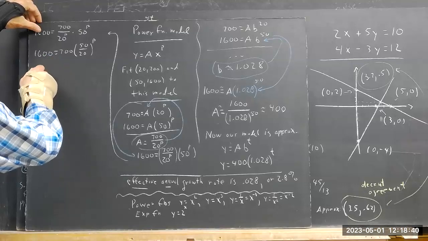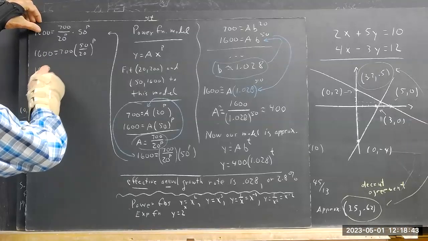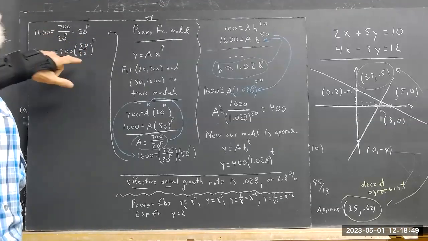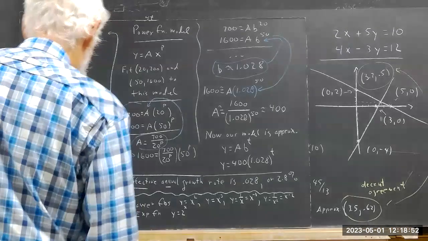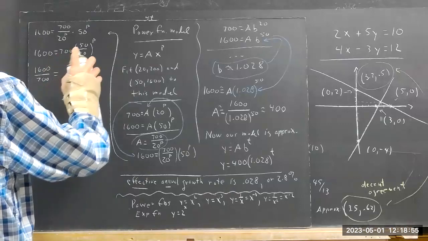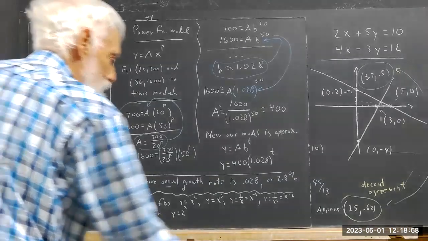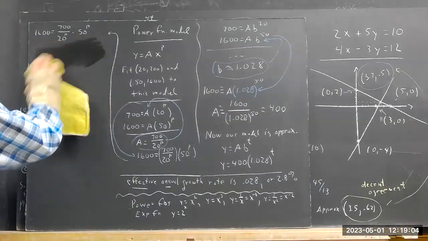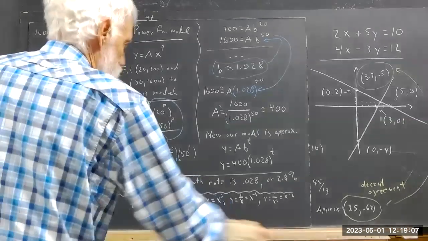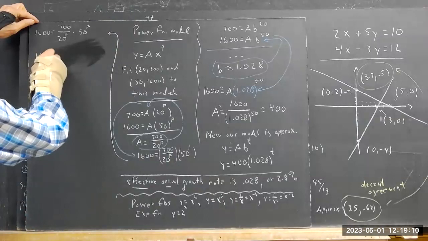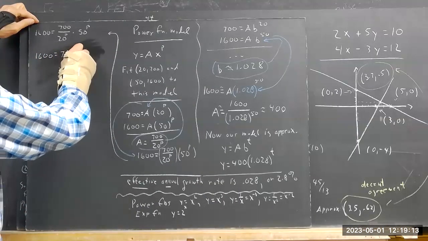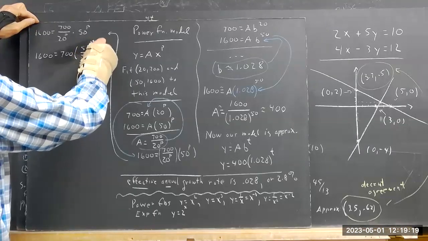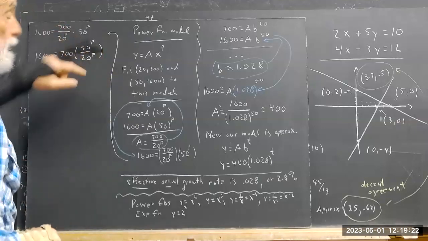Okay, so first of all, I'll write this as 1600 over 700 equals, now 50... Okay, well, actually, you didn't do this step. Hang on a minute. Here's where we ran into a little bit of a glitch, and I kind of skipped ahead. Okay, you got this.